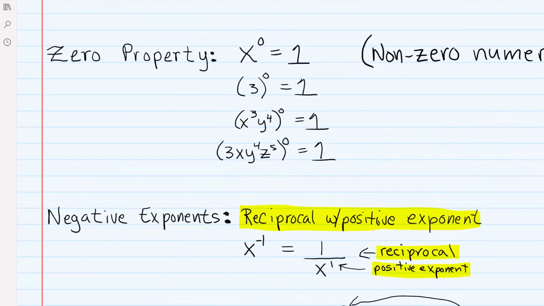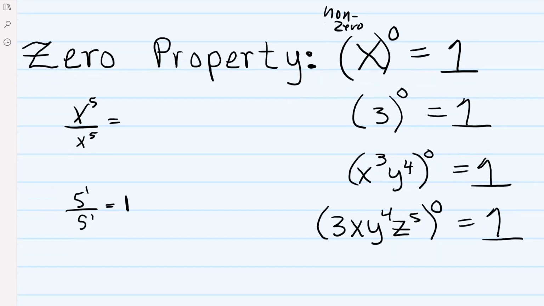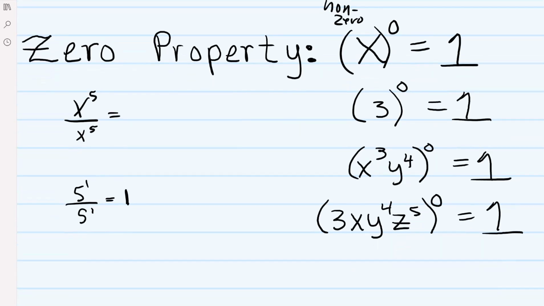Okay, then there's 2 other rules I'm going to go by. Any non-zero number to the 0 power is equal to 1. Meaning 0 to the 0 does not equal 1. Here's an example of why. If you have x to the 5th divided by x to the 5th, or let's say 5 to the 1st divided by 5 to the 1st. Well, 5 divided by 5 is 1. But also, these are the same base, so 1 subtract 1.